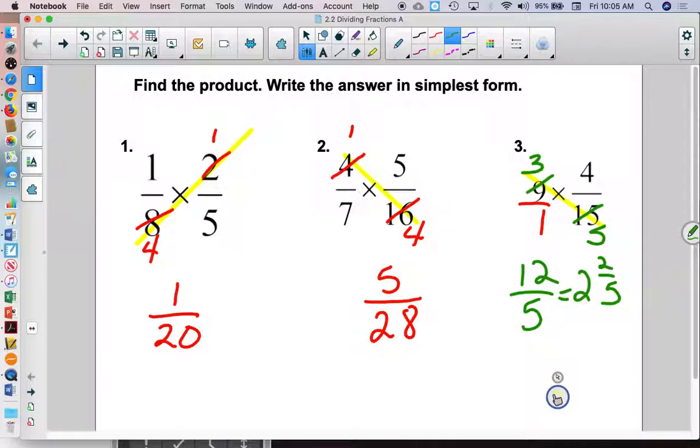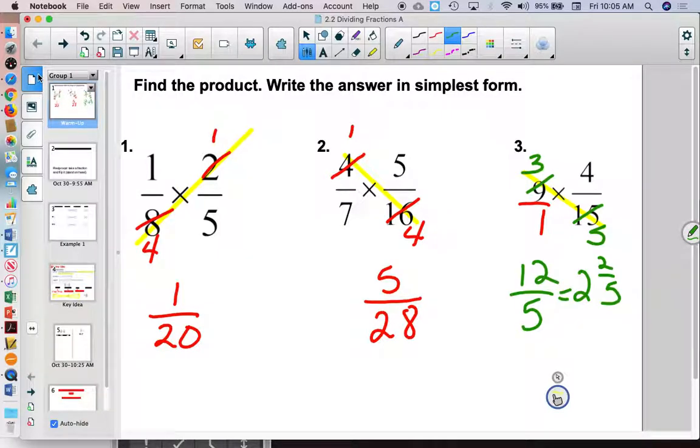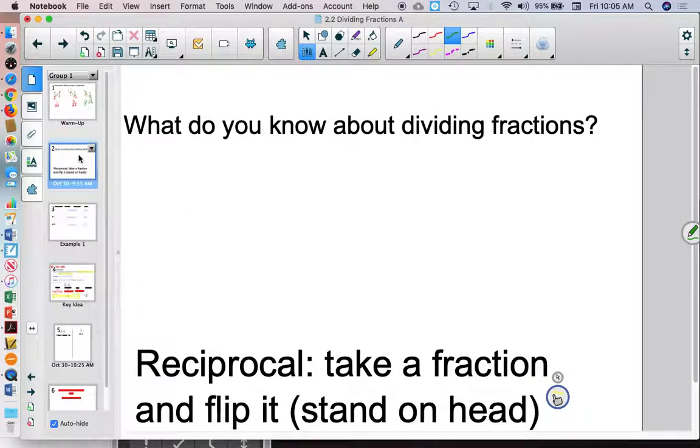Sorry. All right, what do you know about dividing fractions? We kind of talked about it already, but what do you know about dividing fractions? And I'm going to slide it right there. What do you know about it?